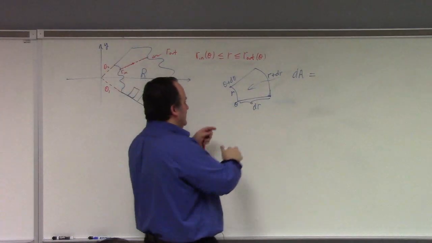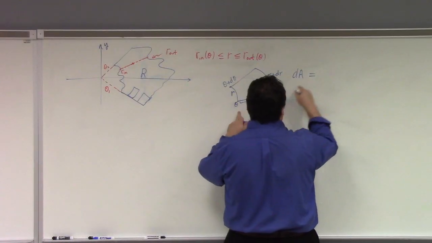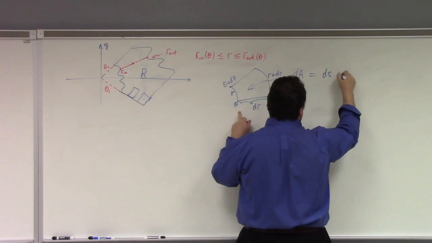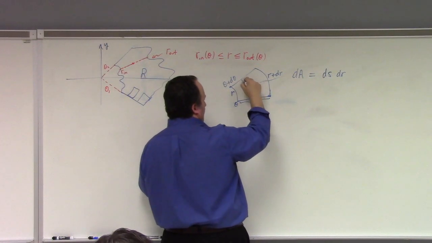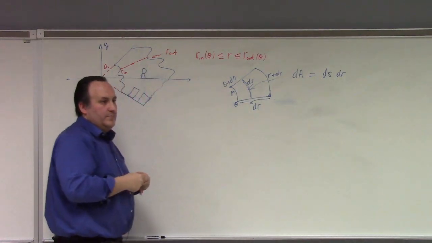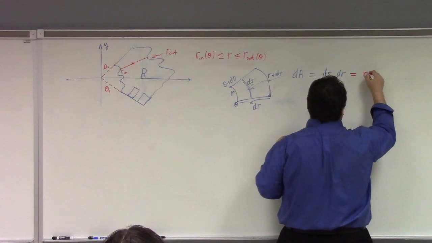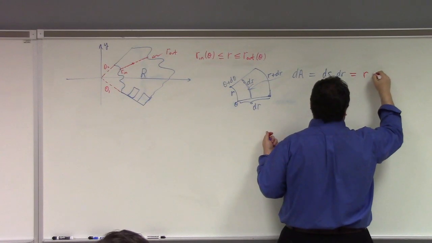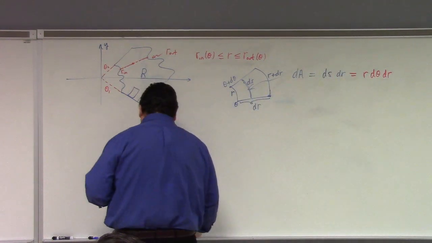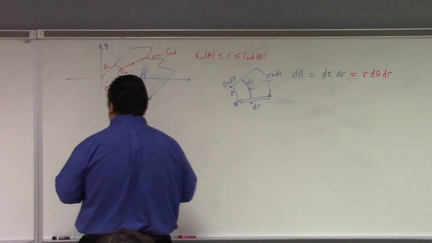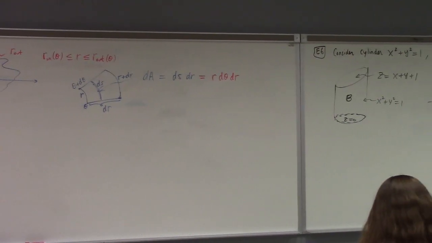And what's the arc length subtended then? So the dA should basically be like ds times dr, where ds is this kind of distance. But ds is r d theta. So we can geometrically see that dA should just be something like r d theta dr, and that's basically it. For polar coordinates, our dA is r dr d theta.